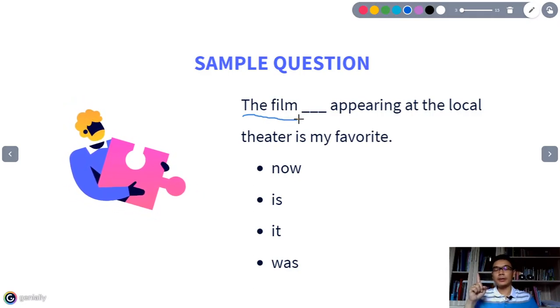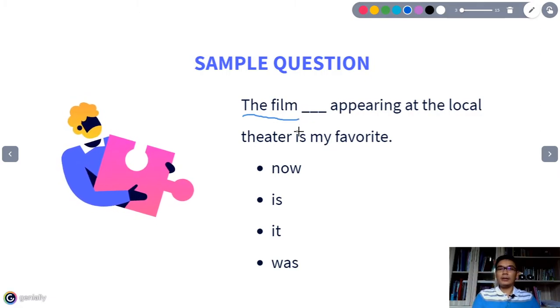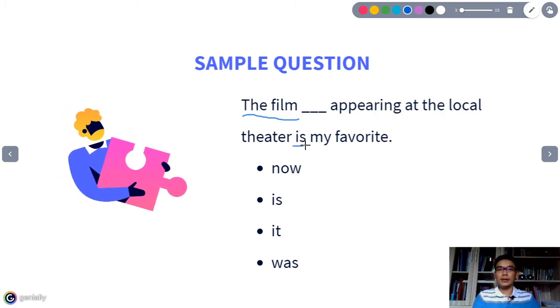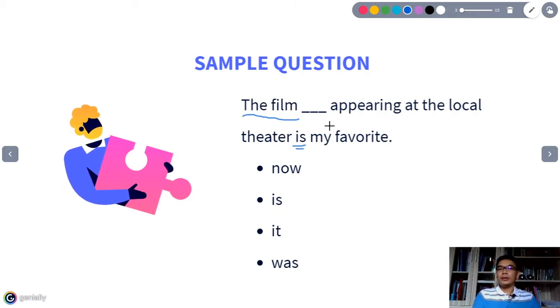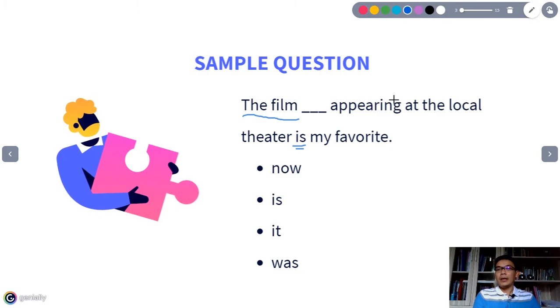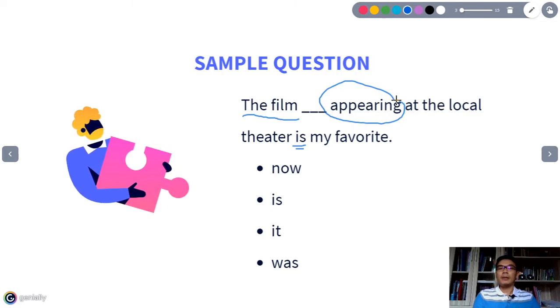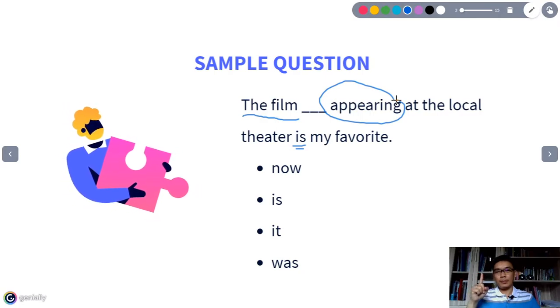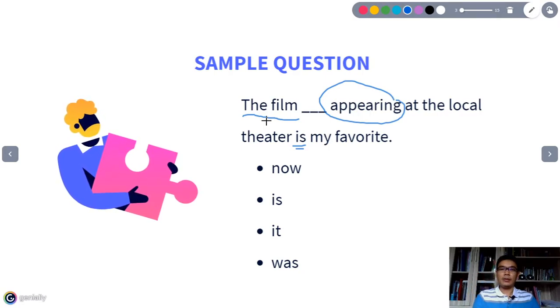Remember, underline once for the subject, underline twice for the verb. Now let's take a look at the question again. Does the question have the verb? Yep, this is the verb is. The word is here is the verb. Now, can you see the present participle? Okay, the word appearing is the present participle. Remember, the question is already complete. One subject and one verb. Okay, I'm going to label it subject and this one is the verb.